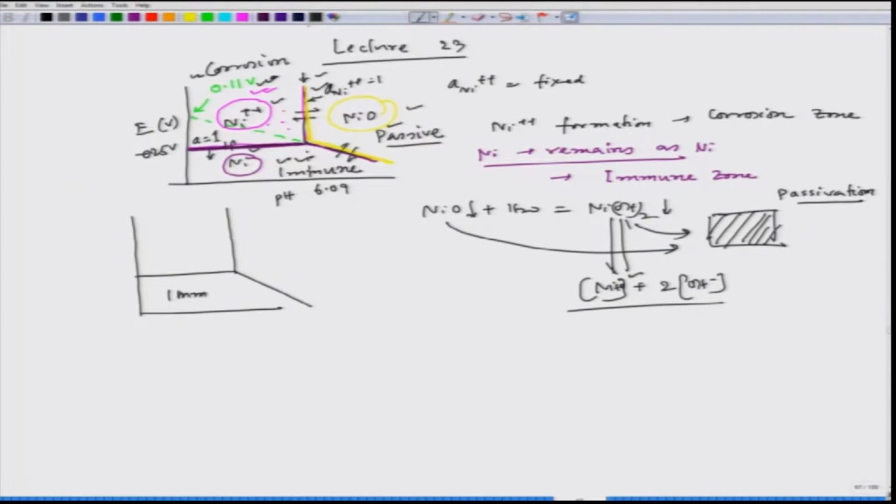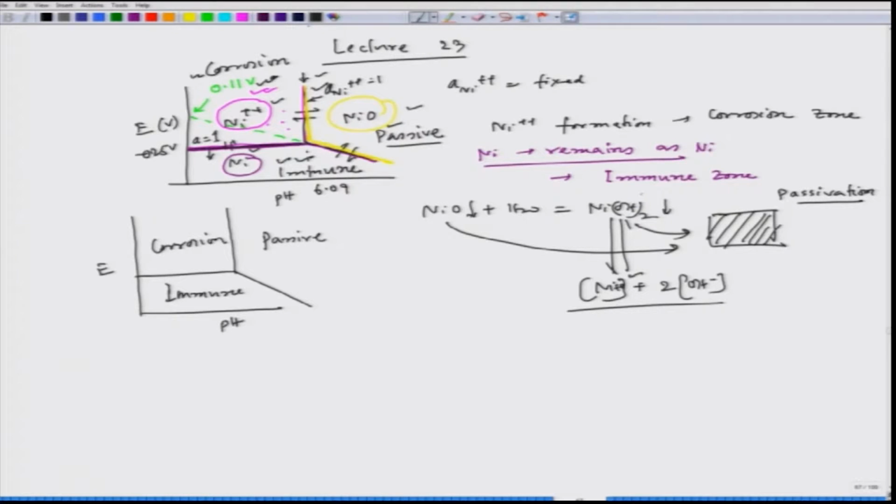Immune, corrosion and passive. In fact, we can have such diagrams for many other metals.